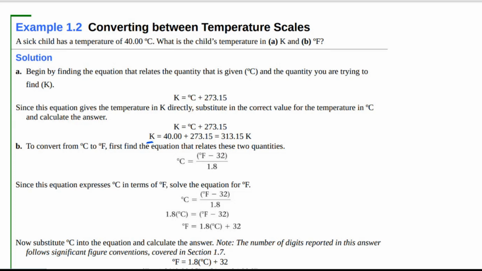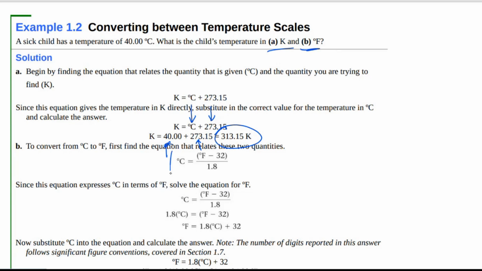So to find the answer in Kelvin, we plug in the 40 that we got from here. So we're going to put that here, and then we're going to add 273.15. So let's clear that up a little bit. Okay, so we put our 40 in for our degrees C, and then we add 273.15, and we get 313.15 Kelvin.